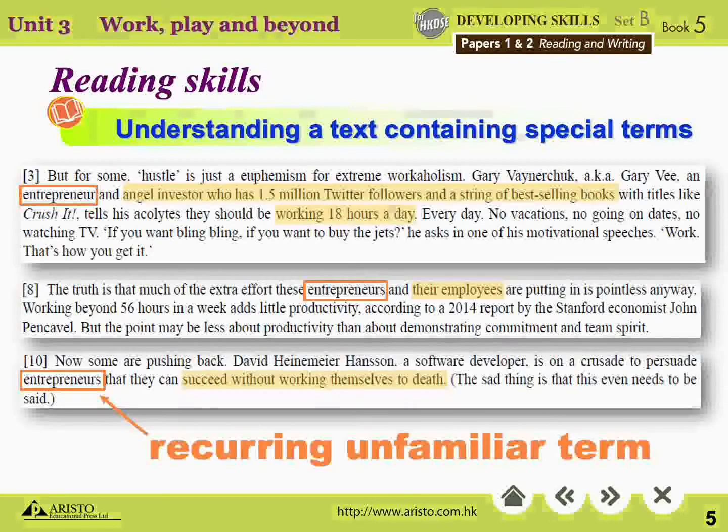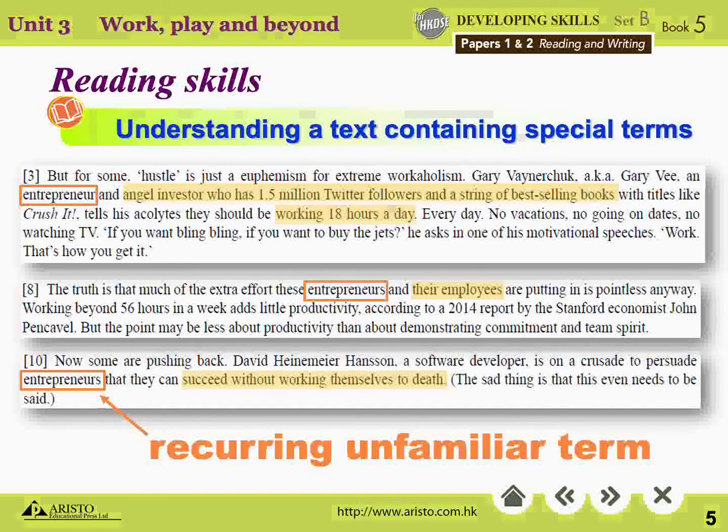Now let's look at another reading strategy we can use when we encounter a text containing a special term. Here is a passage from a different text about startups, which contains a recurring unfamiliar term, entrepreneur. This word appears in 3 different paragraphs in the text. Let's use a reading strategy to figure out its meaning.